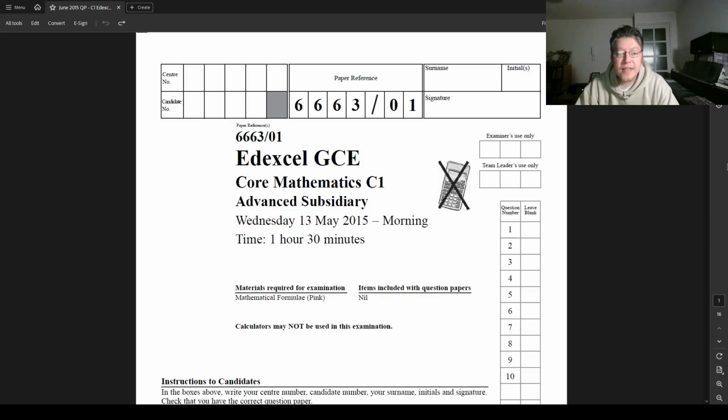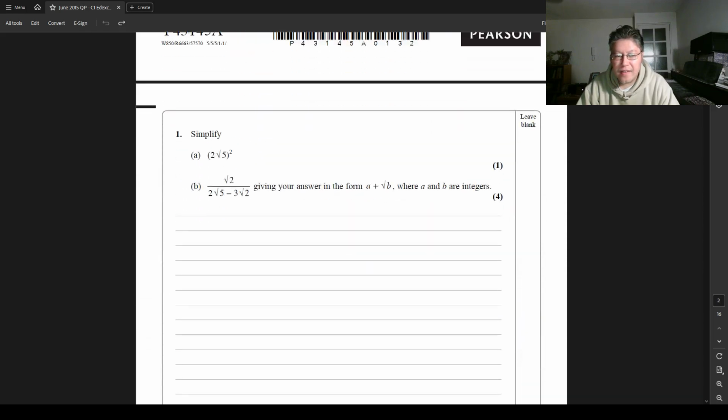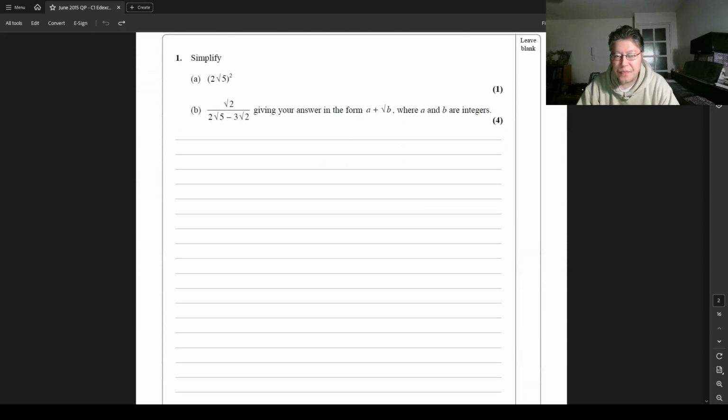Okay, so this is the Edexcel A-Level C1 paper from May 2015, and we'll begin with question 1. The first question, part A, is to simplify (2 root 5) all squared. So let's begin that.